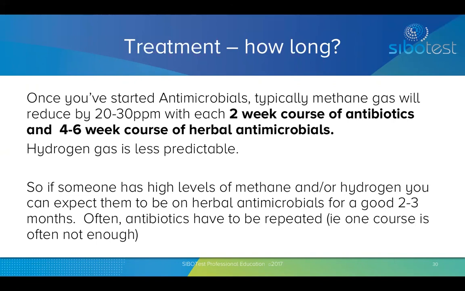Also, a 2-week course of antibiotics, usually rifaximin and neomycin together, is the classic methane-dominant prescription. Hydrogen gas, unfortunately, is less predictable. In other words, if you're positive, you don't really know. You may need 1 round of herbal antimicrobials or rifaximin, or you may need more than 1. So if somebody has high levels, you can expect them to be on treatment for a good 2 to 3 months. And also with antibiotics, often 1 course is not enough.